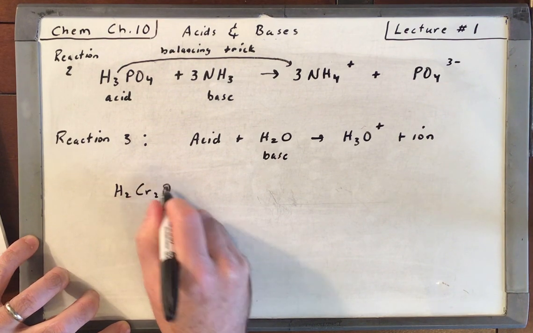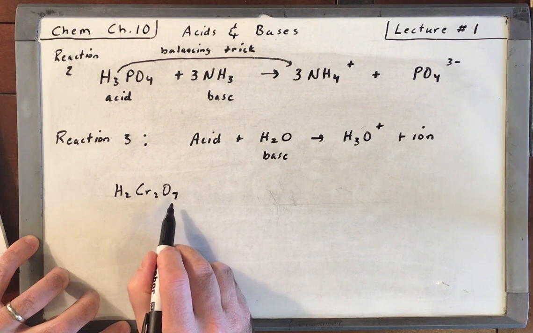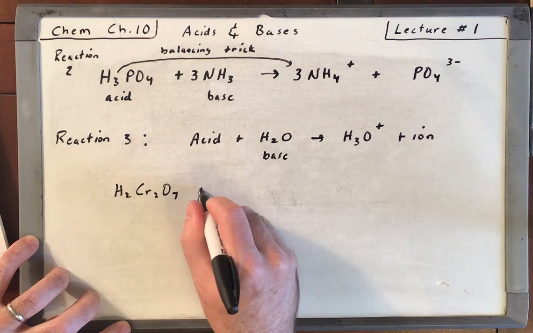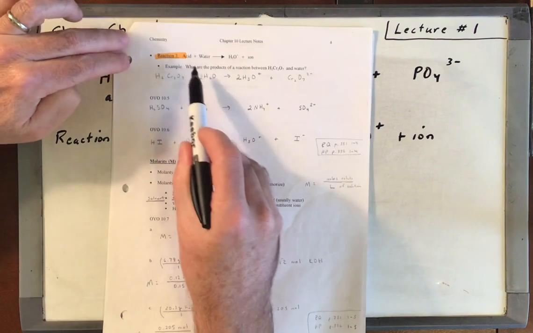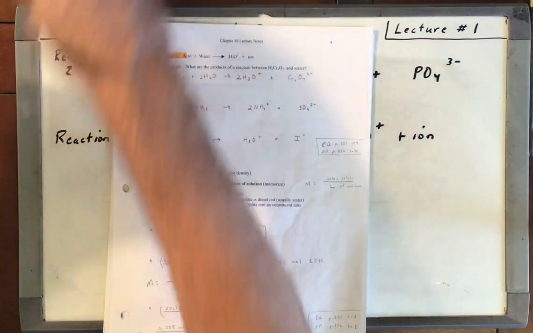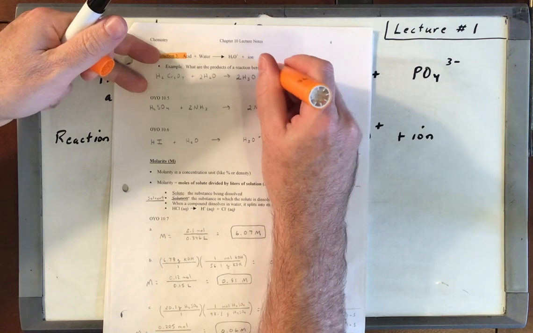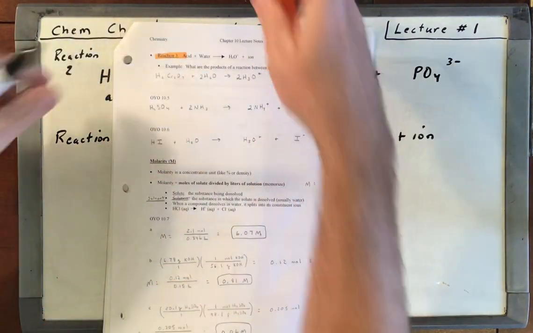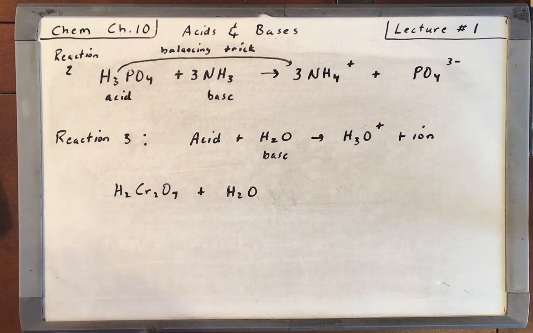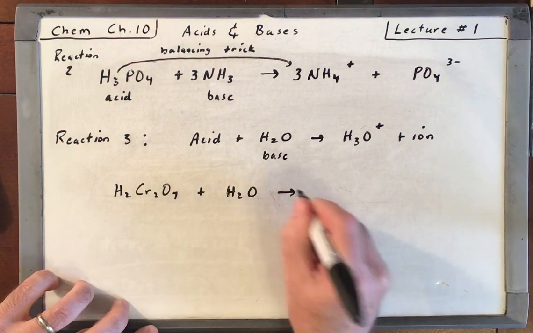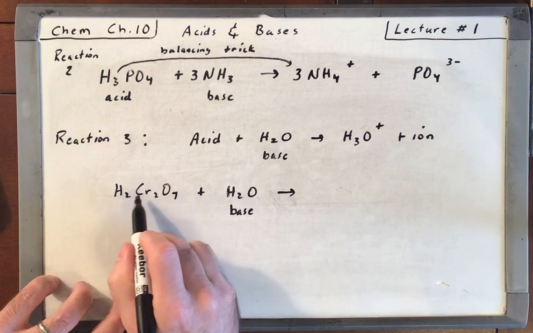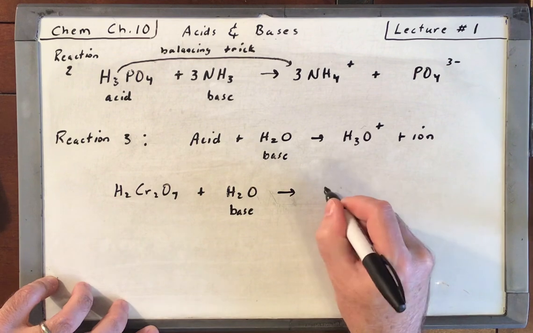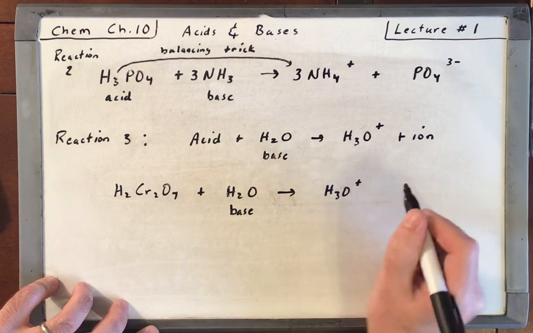Okay, so our example that's not in the book, not part of the on your owns, would be H2Cr2O7. So you may recognize Cr2O7 as one of the polyatomic ions you had to memorize, dichromate, plus water as our base. So right now I'm just writing underneath this example here. What is the reaction between H2Cr2O7 and water? And we're going to follow our rules for reaction 3. All right, it makes hydronium, so water is the base. We know this is acid because it starts with H.